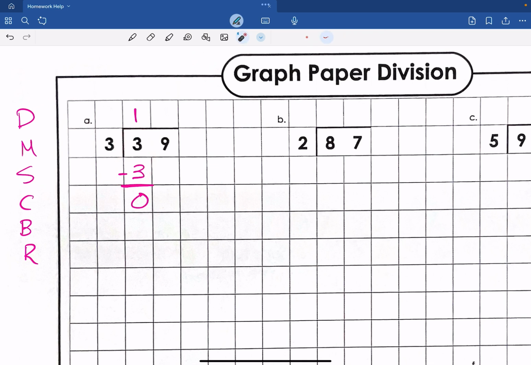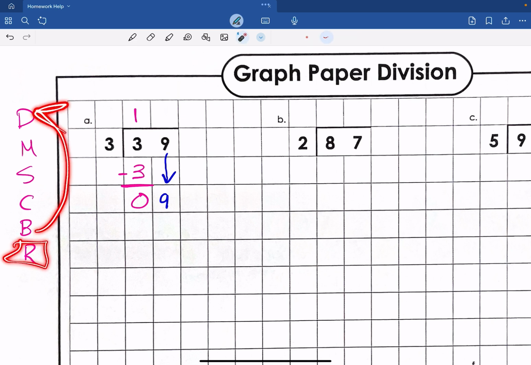So now we check. Is 0 less than my divisor of 3? Yes, it is. My check works. It needs to be smaller, and it is. So now I can bring down. I look next and see what's left that I can bring down. In this case, it's the 9. I'm going to bring down that 9 right there. Because I brought something down, I'm not ready for the remainder step.